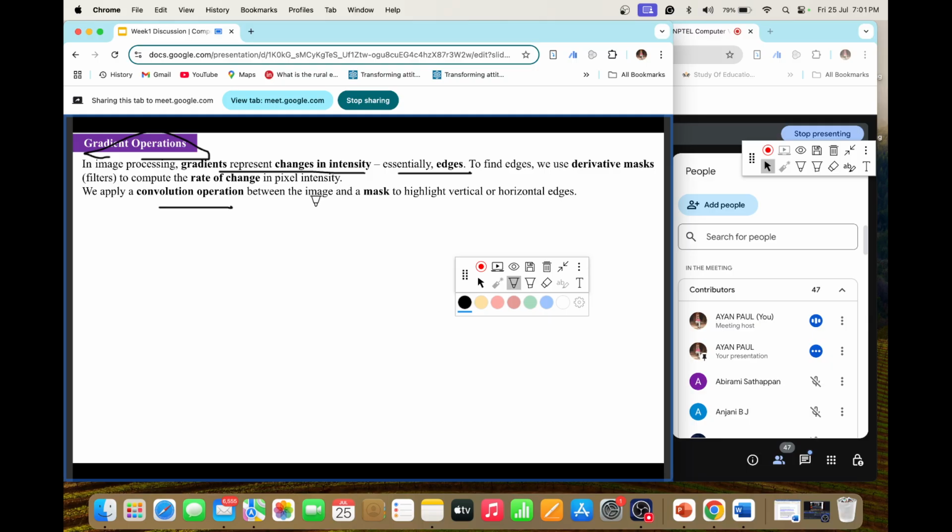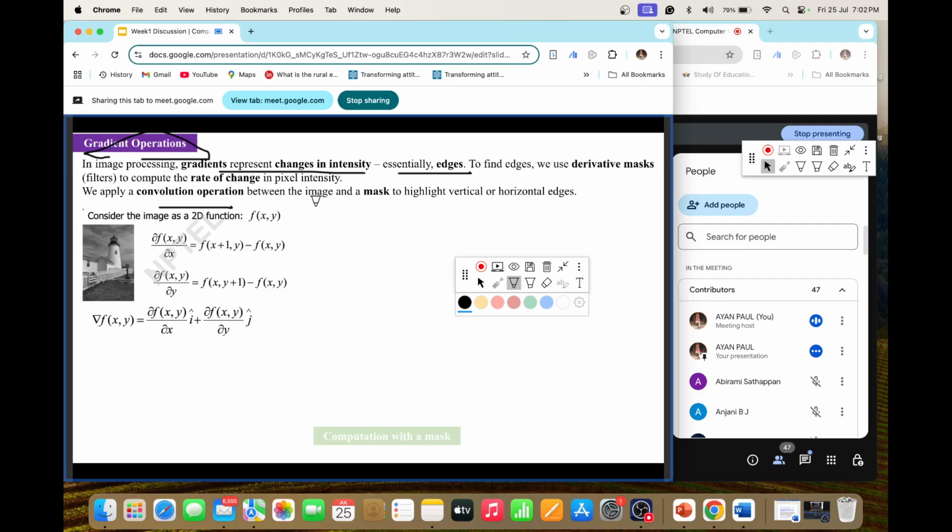So by using that mask, there is a sudden or abrupt change in the intensity, and by that you can find out the edges. So this is the purpose of this gradient operation. Okay, so this is the formula of gradient.